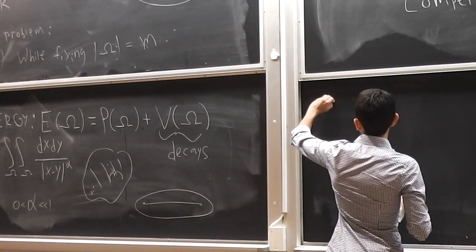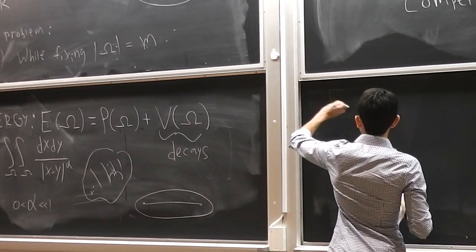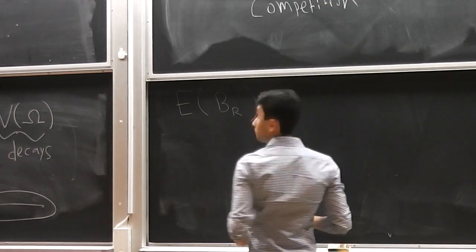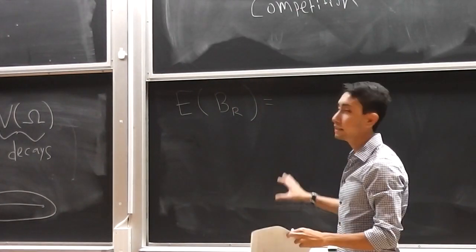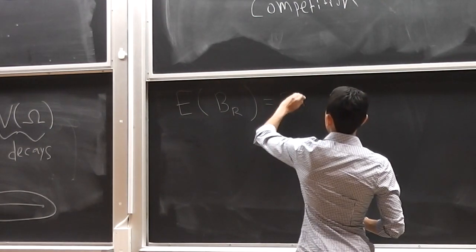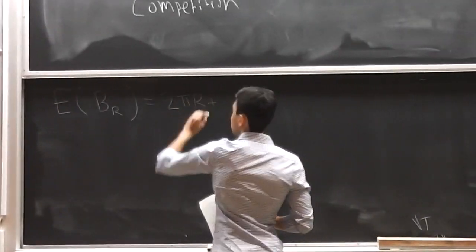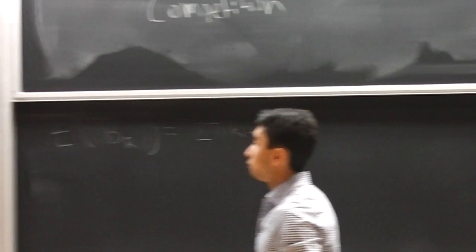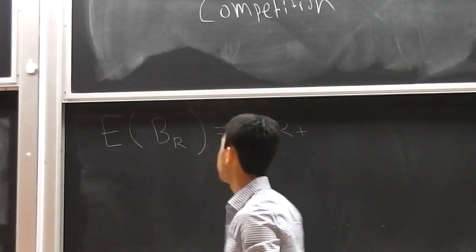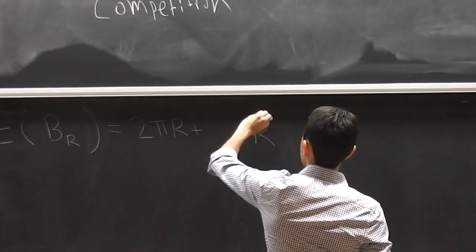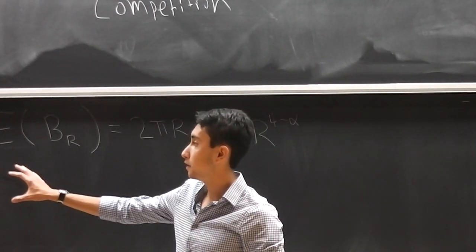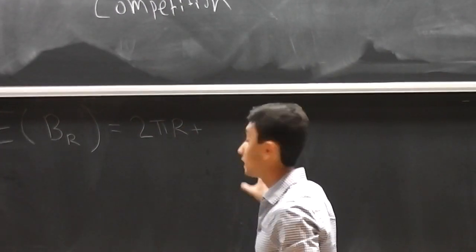It turns out that if we look at a ball of radius r, we can actually explicitly compute the energy of that. Well, the first term is just 2 pi r, right? And the second term should go roughly like r to the 4 minus alpha, right? Because you have the 2 area elements, and then you have the minus alpha.